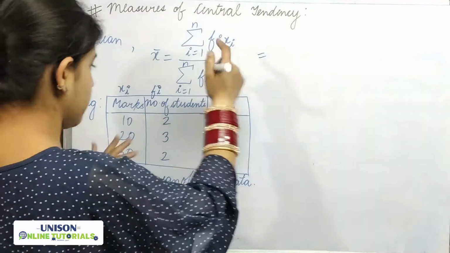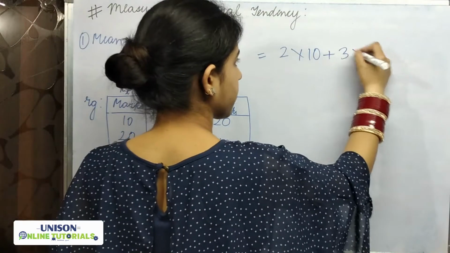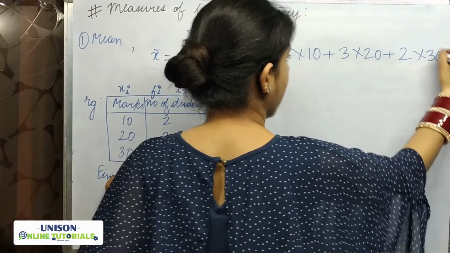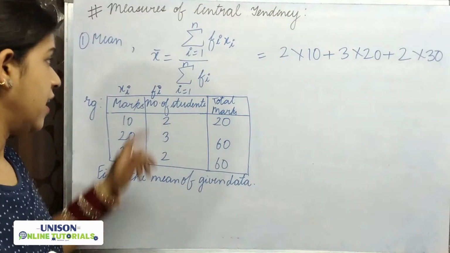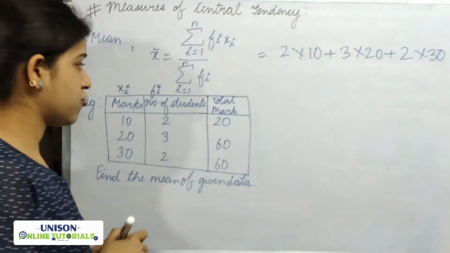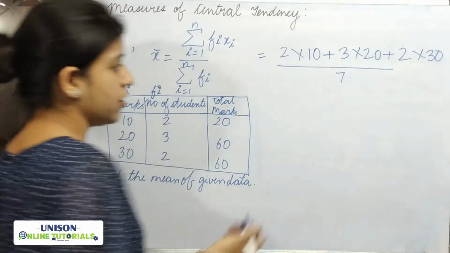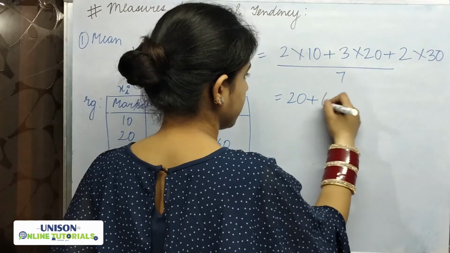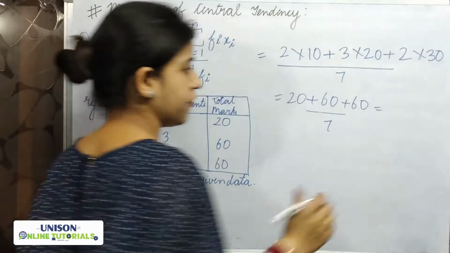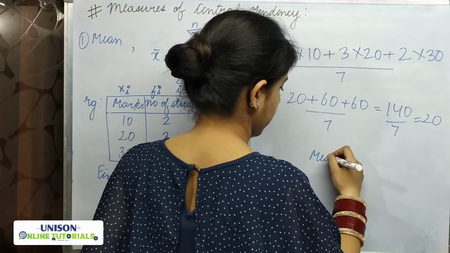So fi xi means 2 into 10 plus 3 into 20 plus 2 into 30, and we have to divide it by summation of fi. That is number of students. So in this case 3 plus 2 is 5 and 5 plus 2 is 7. So we have to divide this by 7. Now add it. 20 plus 60 plus 60 by 7. So it becomes 140 by 7. So mean in this case is 20.